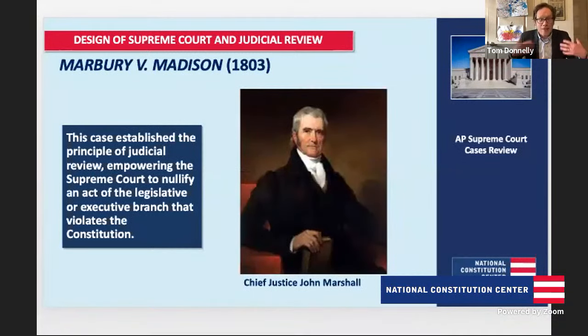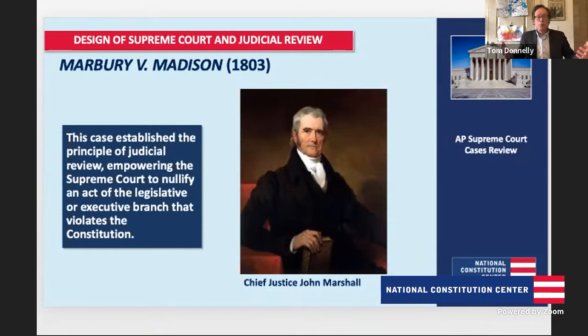John Marshall comes in this opinion and he says, one, William Marbury, you're right. You do have the right to this commission. It was signed and sealed by the President of the United States, but it was never delivered to you. At the same time, we, the Supreme Court, do not have the power to order James Madison to deliver you this commission, so you are out of luck.